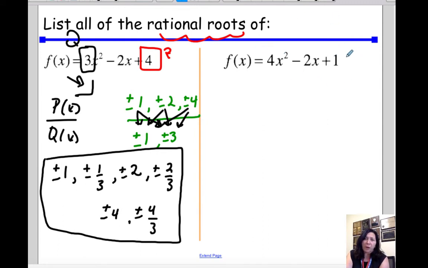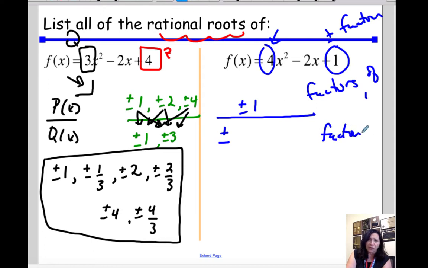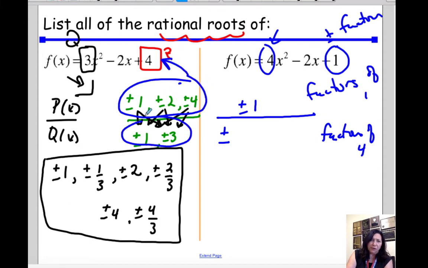So for this problem here, same kind of thing. I'm going to take this value here. It's going to be the plus or minus of those factors over plus or minus of those factors. So plus or minus 1, and that's the only factor of 1. So that's over the factors of 4. These are factors of 1, and these are factors of 4. These right here were factors of 4. These are factors of 3.